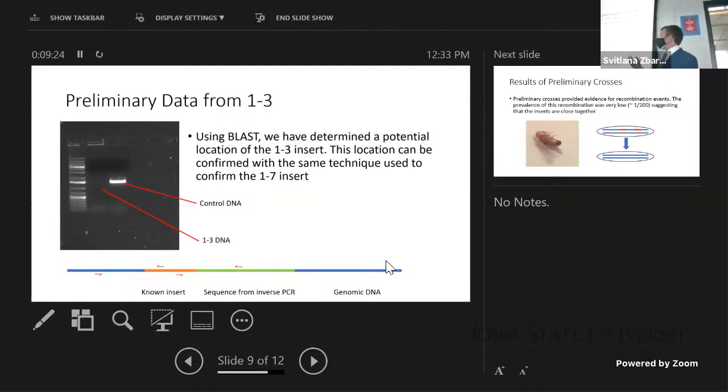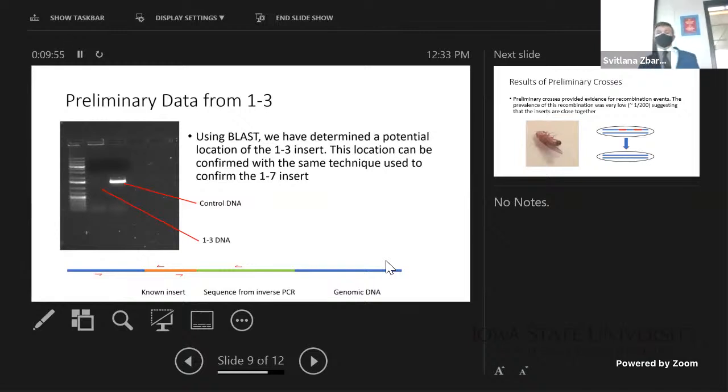And so in the control fly, you can see there's a strong band there because there is no insert in that fly. And the insert that we are using is actually too large to be replicated by PCR. And so in the 1-3 fly, when there's an inserted piece of DNA between those two known ends, you actually do not get any product because you cannot cross that entire insert. And so this is actually very promising results.